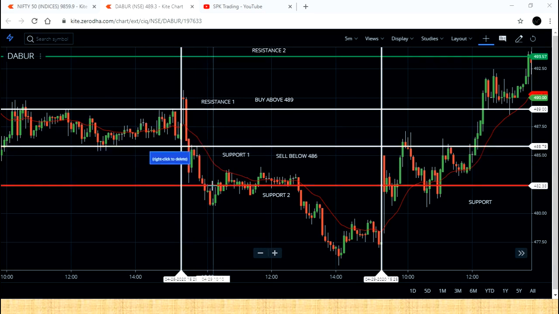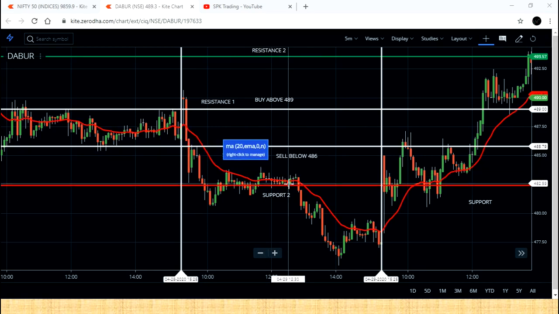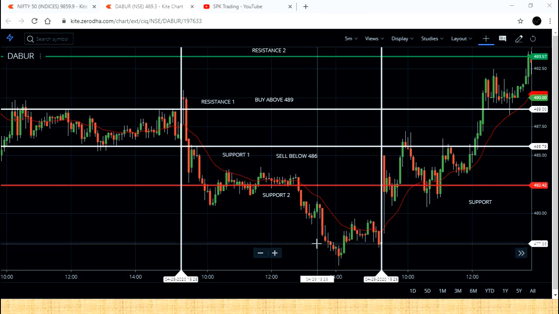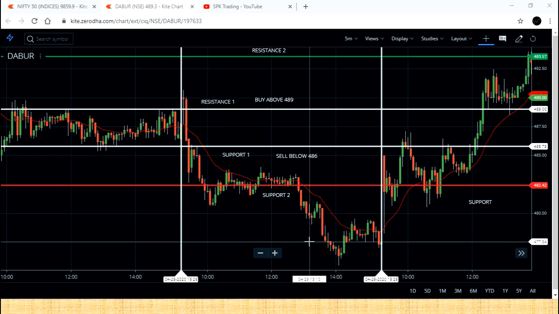It hit the first target, and after that this support line broke again by a big candle, and again it fell and touched up to 476. So around 10 rupees profit we got there. So this is how, guys, we need to select the stock.